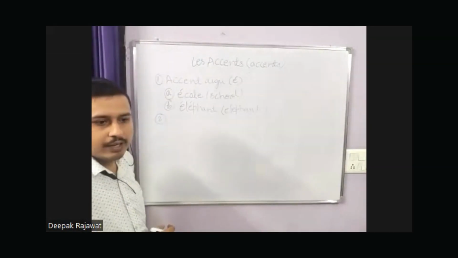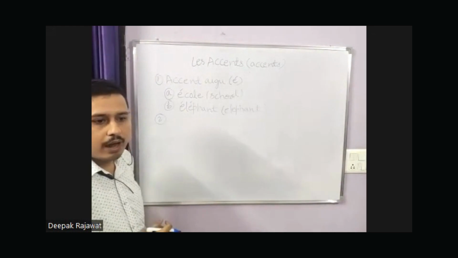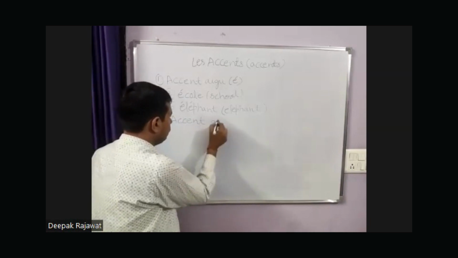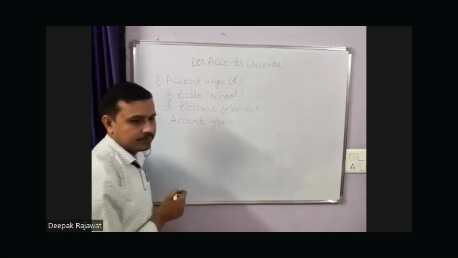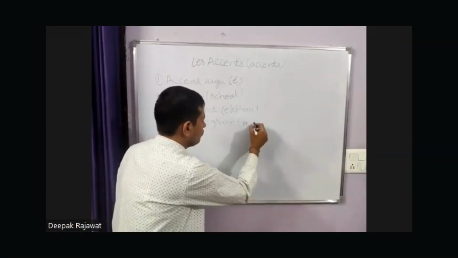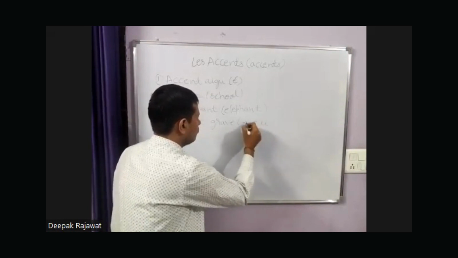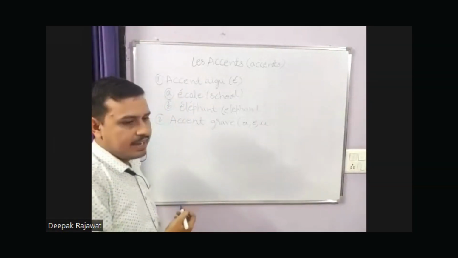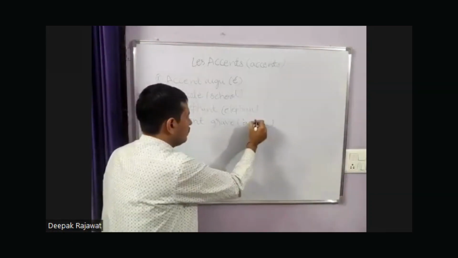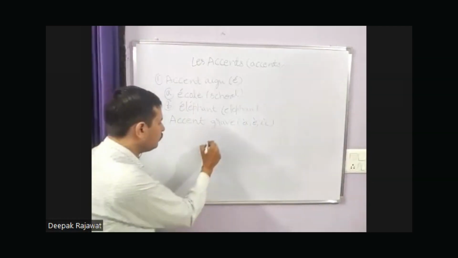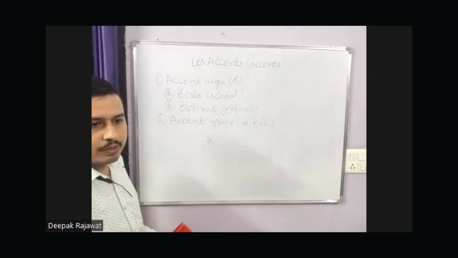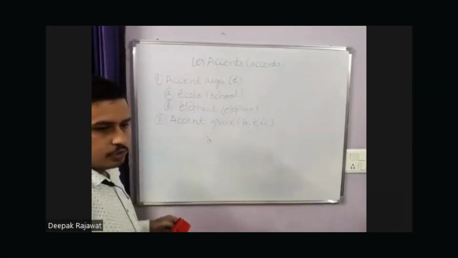So now we are going to take our second accent. Accent grave. So this we put on letters A, E, and U. Okay, so how are we going to put it? We will write A, then accent. It should be towards our left.